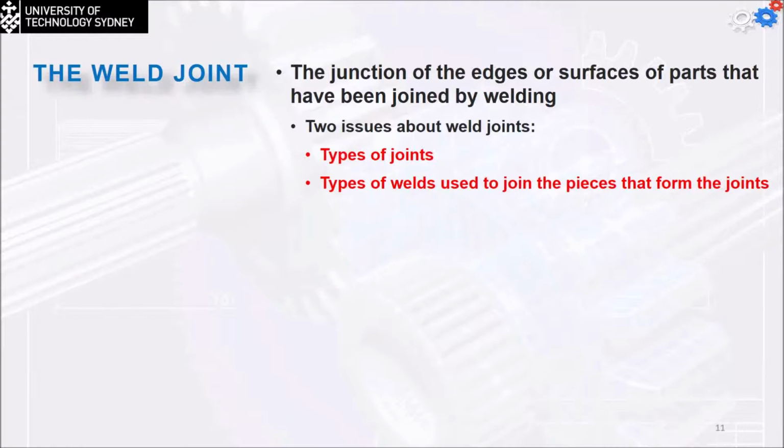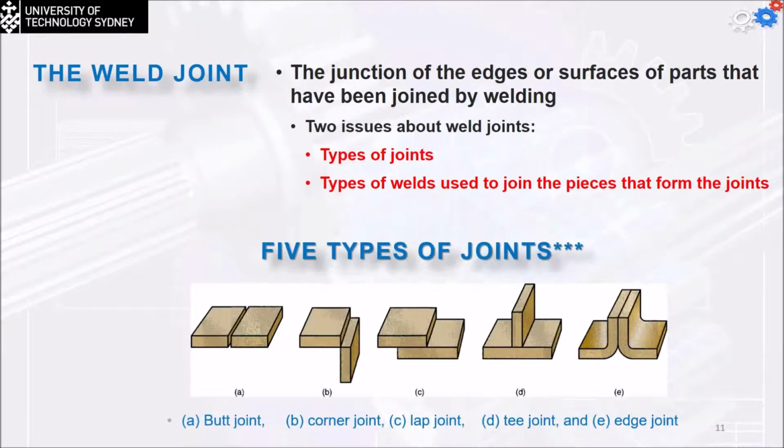These are the types of the joints. Actually, the question was: name 5 types of welding joints. If I put them next to each other with a space in between them, I will call them the butt joint. This one, from the name, is a corner shape, so I'm going to have the corner joint. Overlapping, lap joint. T-shape, T-joints.